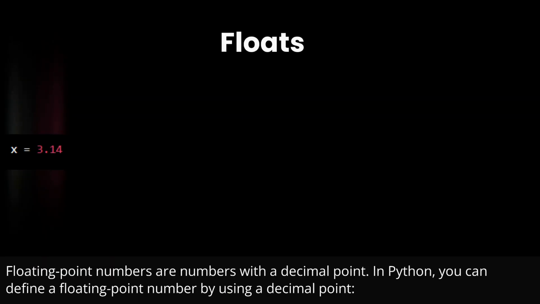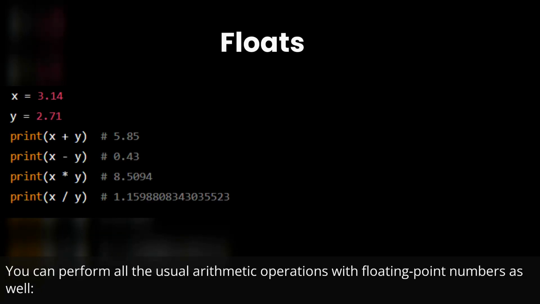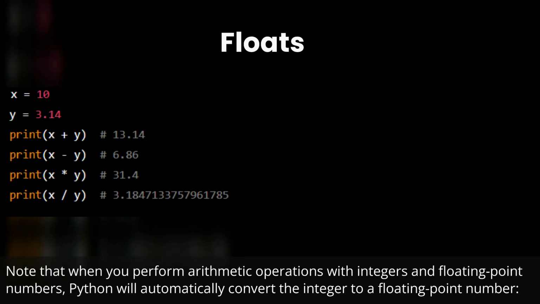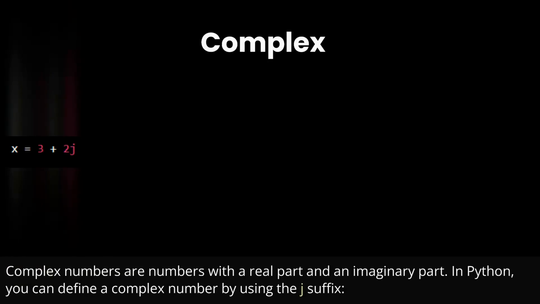Floating point numbers are numbers with a decimal point. In Python, you can define a floating point number by using a decimal point. You can perform all the usual arithmetic operations with floating point numbers as well. Note that when you perform arithmetic operations with integers and floating point numbers, Python will automatically convert the integer to a floating point number.